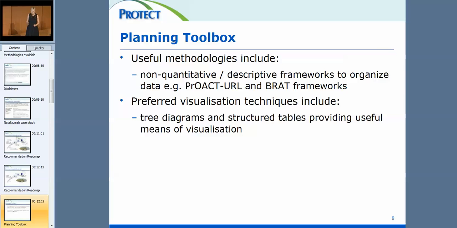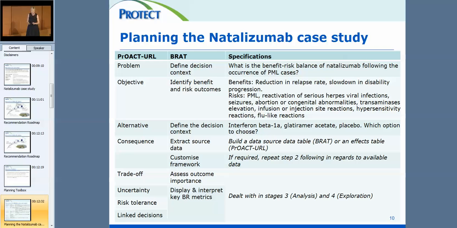So for the planning, it's the frameworks that really kick in, and I will go through in a second, PrOACT-URL and BRAT. And you're using things like tree diagrams, not necessarily highly sophisticated visuals, but just ones to help people see the wood for the trees. So for PrOACT, you go through and say, what's your problem, what's your objective, alternative, what's your consequence, what's your trade-off. That's the PrOACT bit of it. But the URL is bringing in something about uncertainty, risk tolerance, and what are your linked decisions? If you take this off the market, are people suddenly going to go running and using something else that may be equally dangerous? BRAT goes through very much the same things.